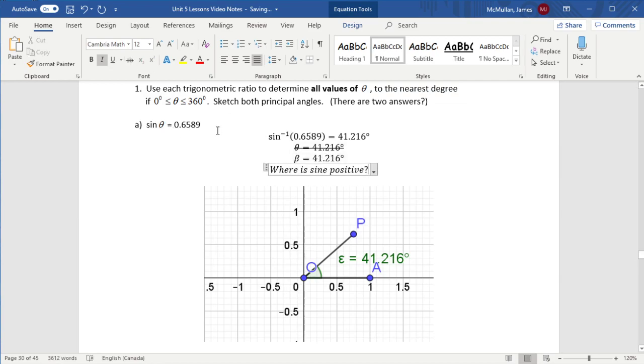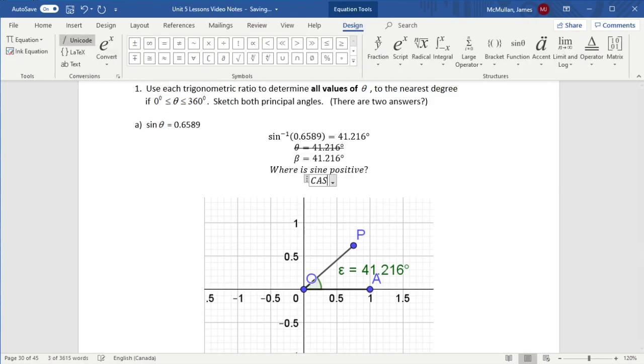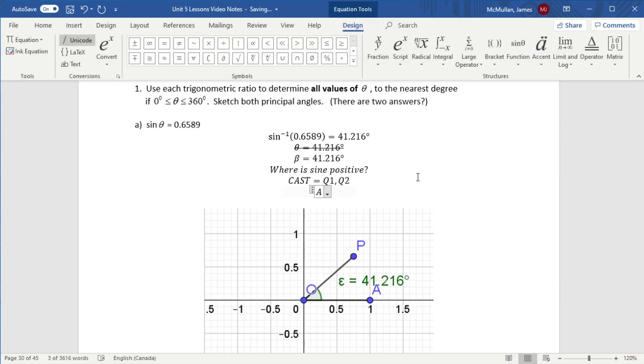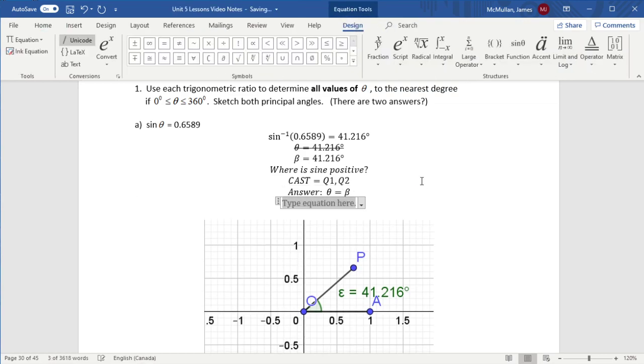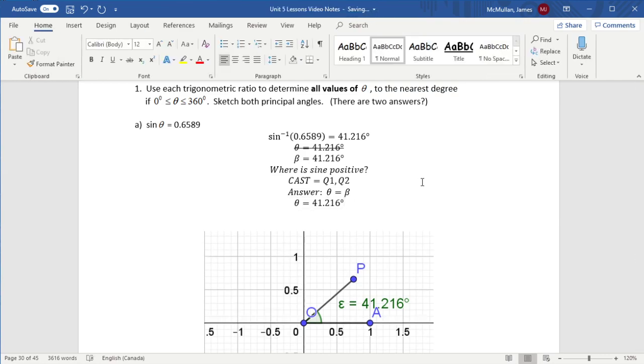Then I can ask myself the question, where is sine positive? Because in my question, sine was positive. According to the CAST rule, sine is positive in quadrant 1 and quadrant 2. So my first answer is a really easy one. Theta equals beta. So my first answer is theta equals 41.216 degrees. That's the quadrant 1 answer.